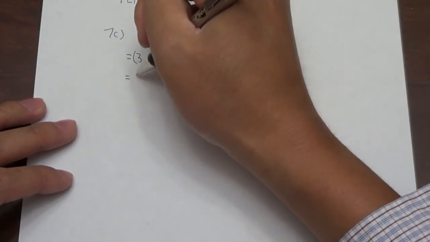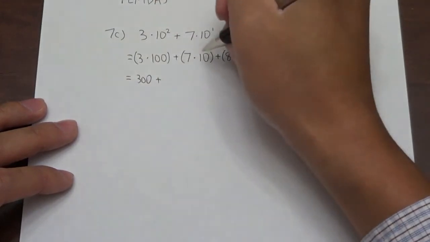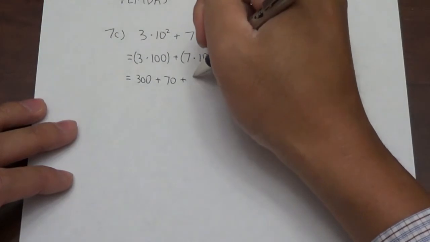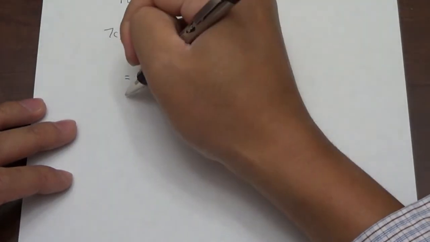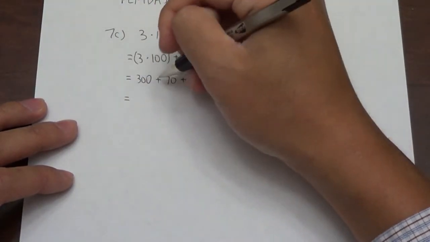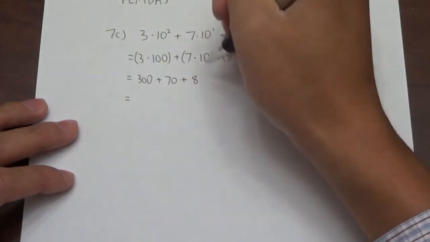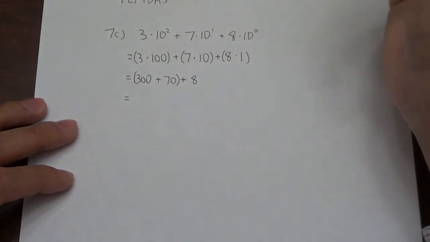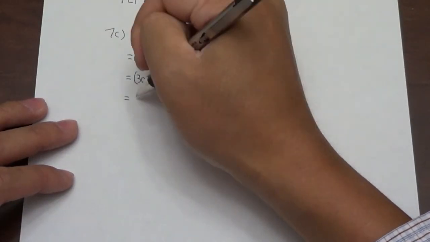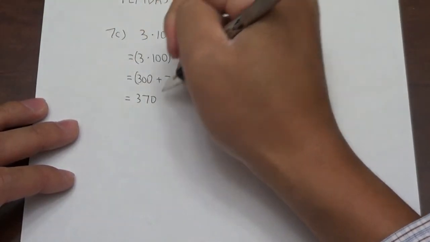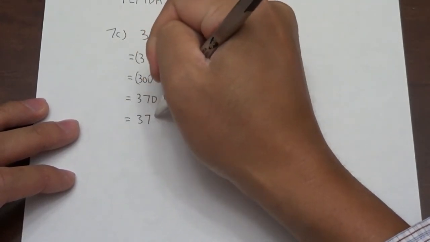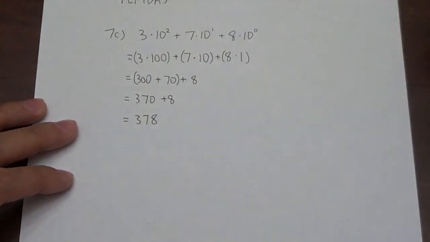So 3 times 100 is 300, 7 times 10 is 70, 8 times 1 is 8. Now I can go ahead and add, and since they're both adding, I just simply go left to right. So 300 plus 70 is first. You can add in parentheses just in case. Alright, so that will give me 370. And then the last step, 370 plus 8 is 378.